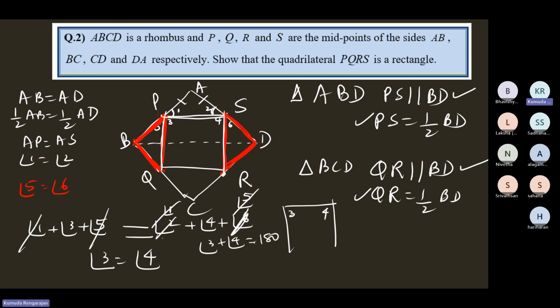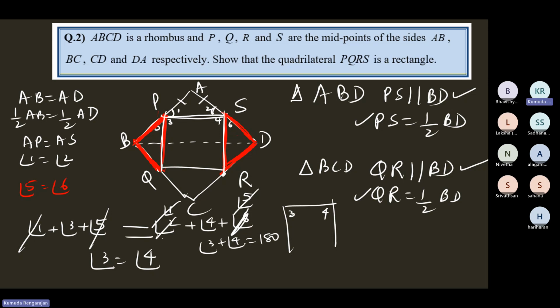But angle 3 and 4 are equal angles. They are equal and they are supplementary. That means they have to be 90 each, because they're equal, 90, 90. And they're supplementary, 90 plus 90 is 180.